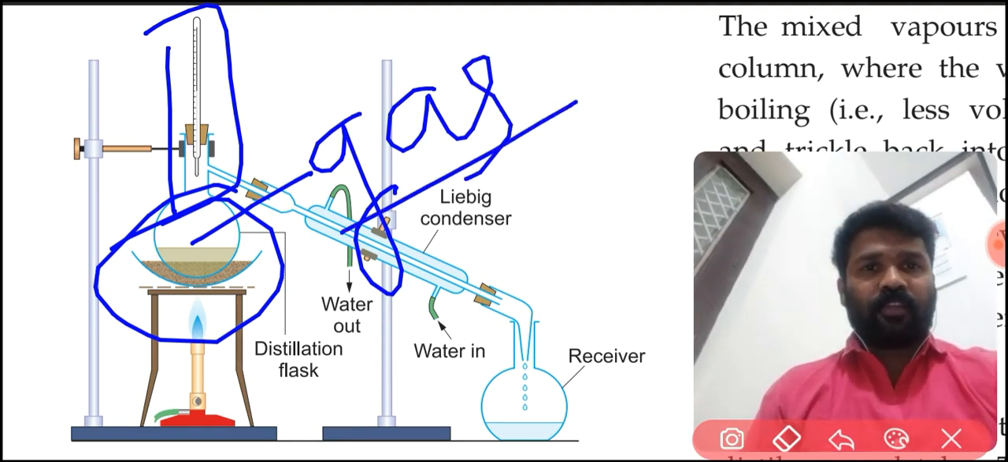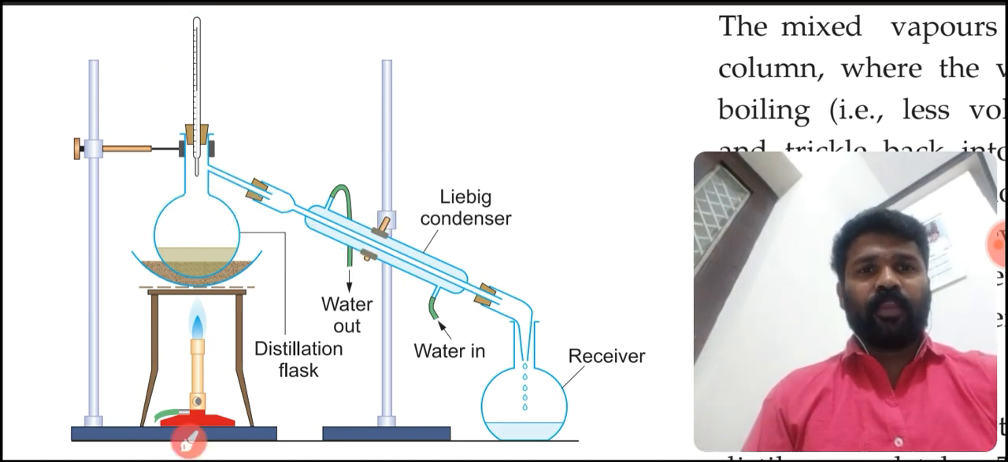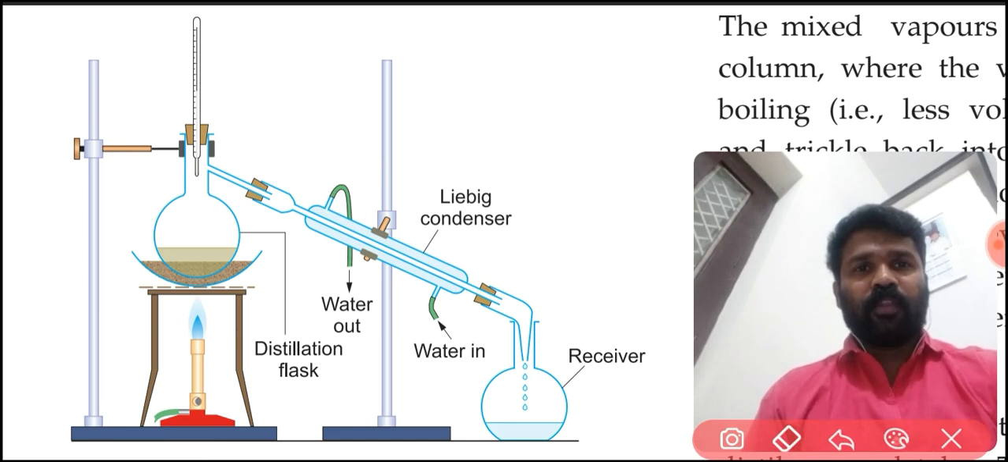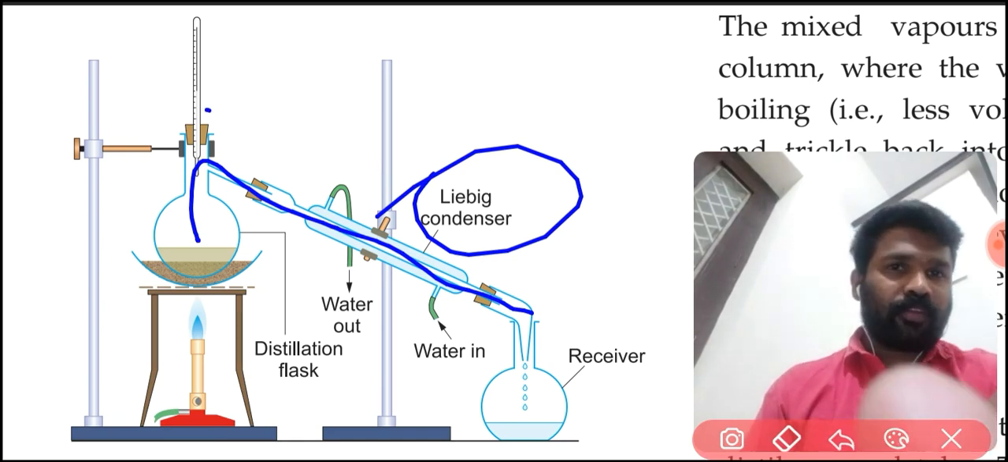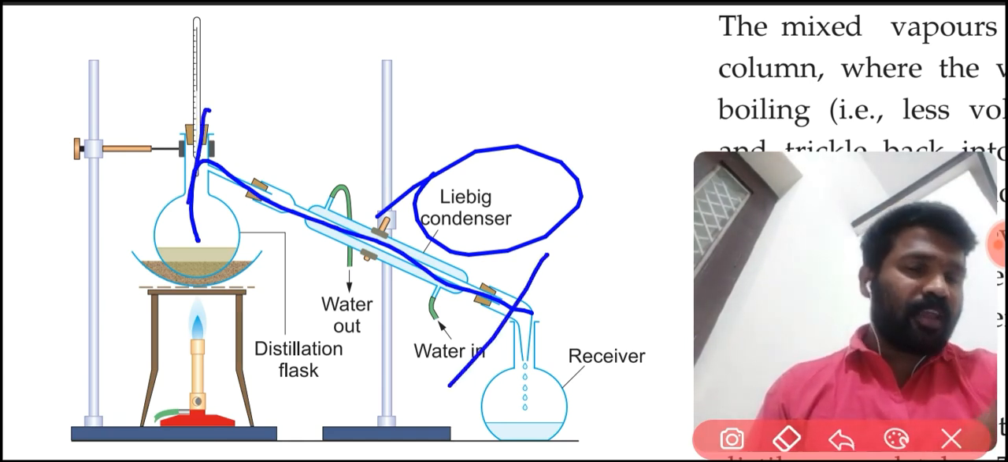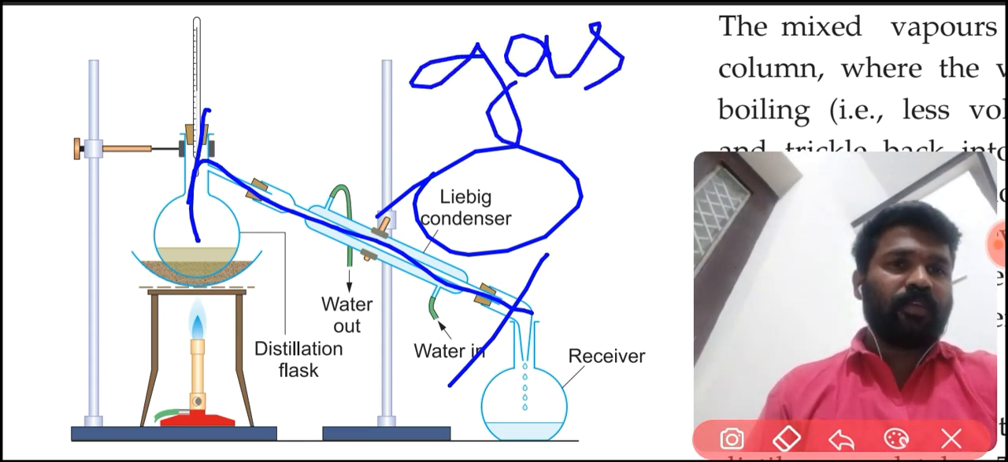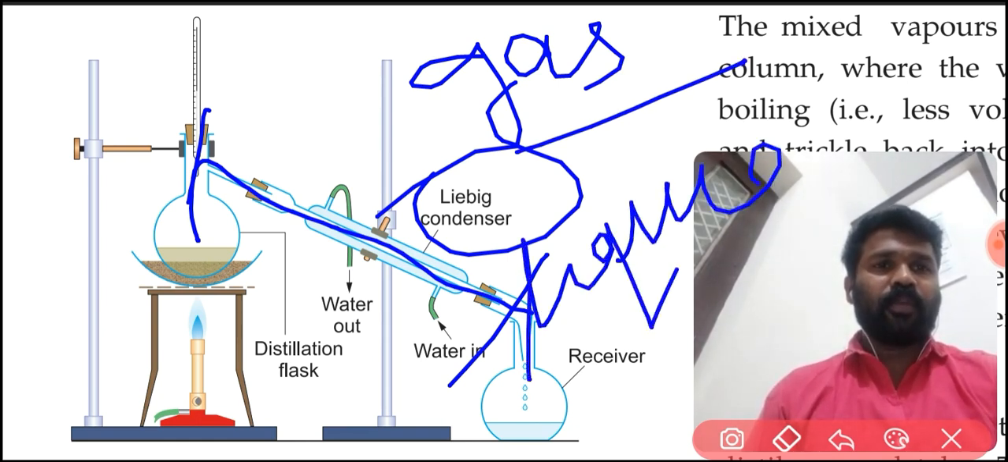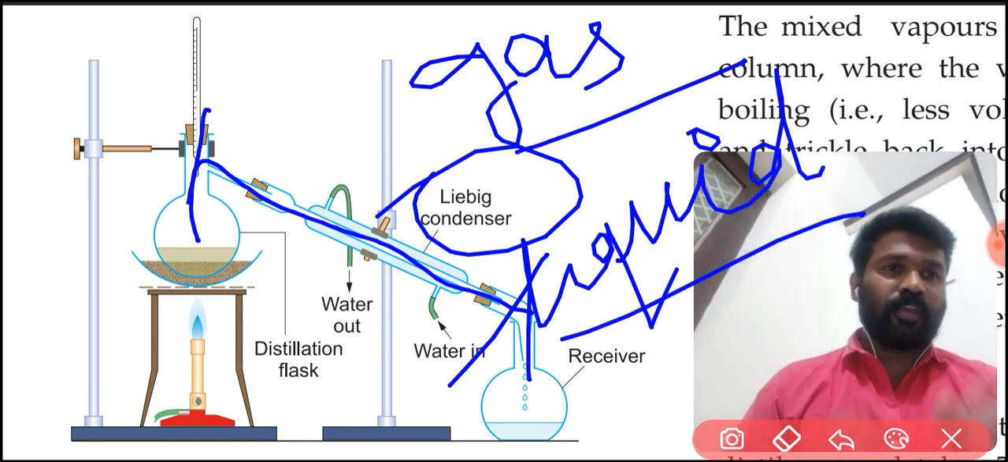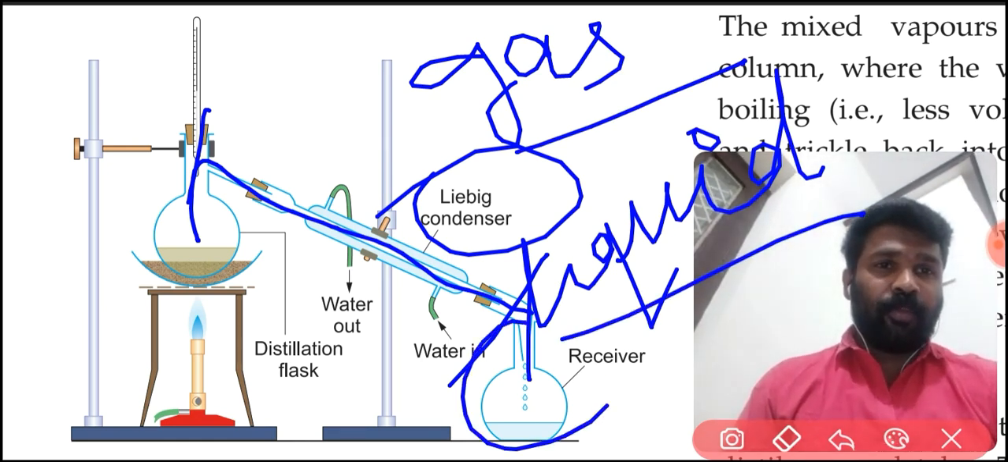Students, this gas will pass through the Liebig condenser. See, there is a distance from here to here. While this gas passes through the Liebig condenser, what will happen? This gas will cool and change to liquid. Then that liquid will be collected in the receiver. There is one more flask kept there, and here the liquid will be collected.